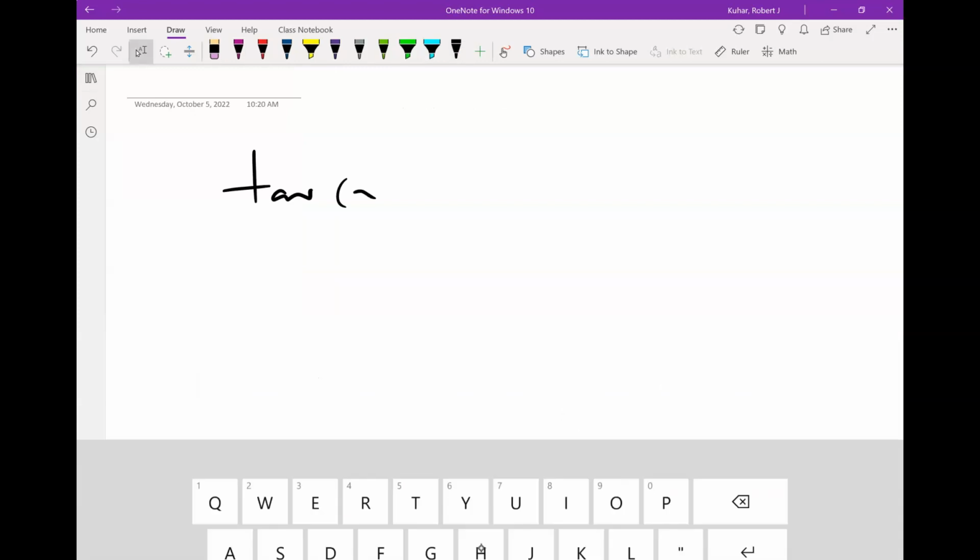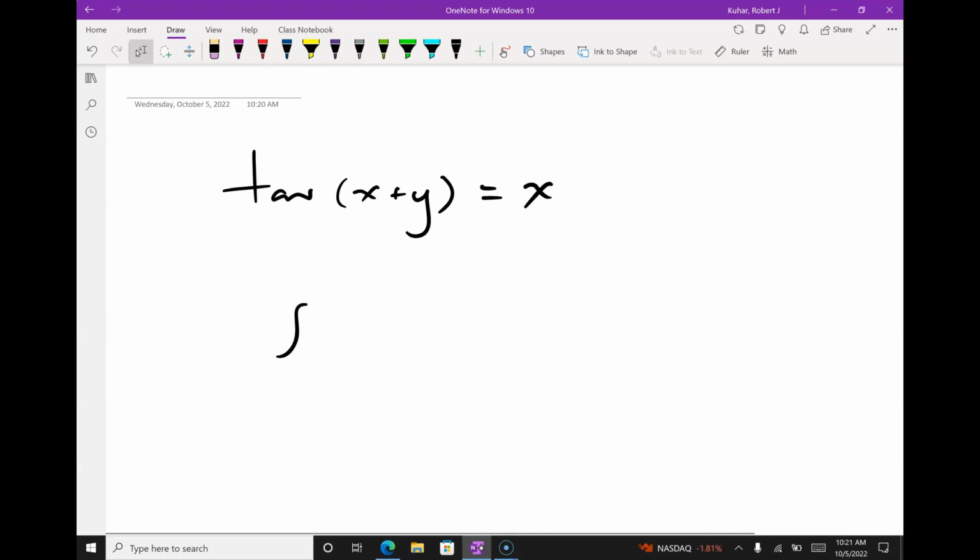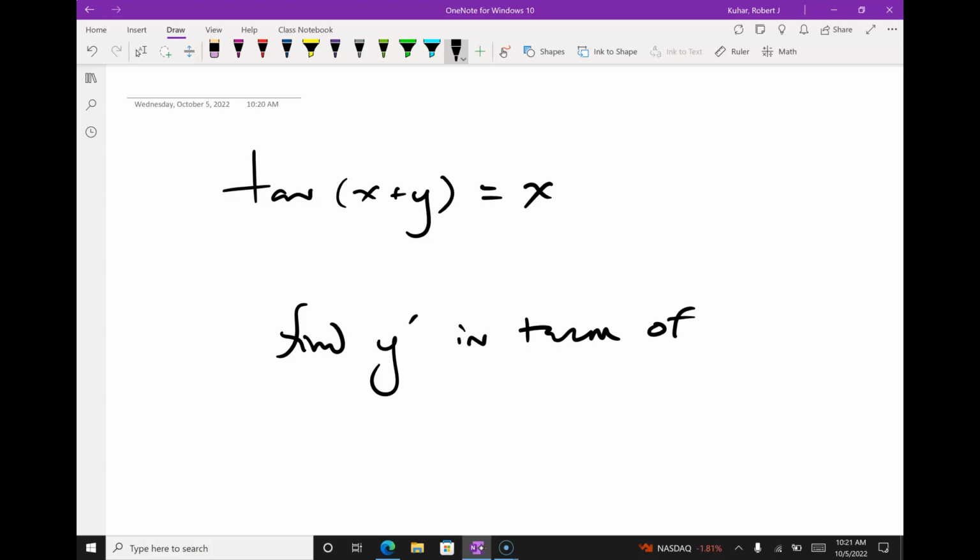Tangent of x plus y is equal to x. I want you to find y prime in terms of x. What does that mean? At the end, it'll look like a function of x. Does that make sense? Yes, very strange looking, almost like a bunch of elevators.